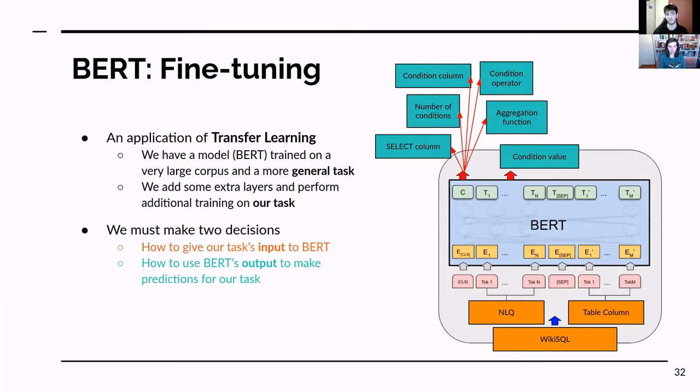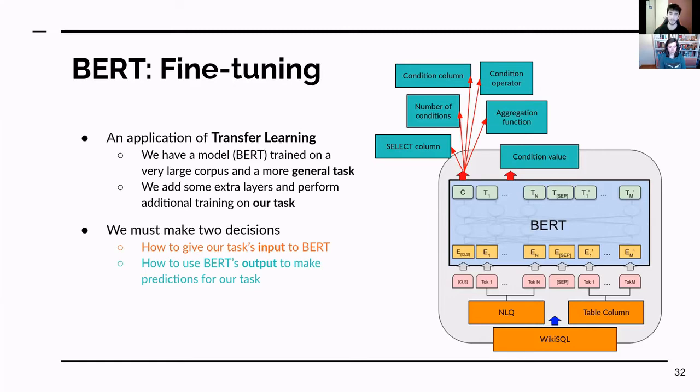So here we must make two decisions. We must decide how to give our input to BERT. So let's say that we're using the WikiSQL dataset. We can say that instead of the first sentence, we will give our natural language question. And instead of the second sentence, we will give information about our table and its columns.